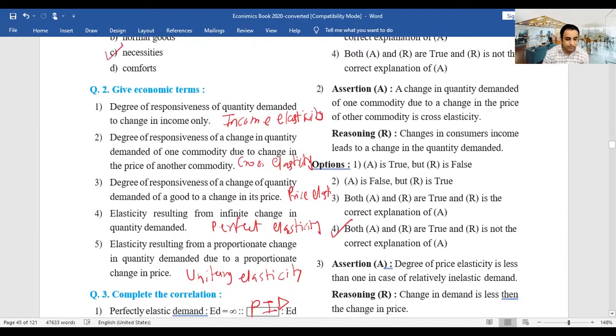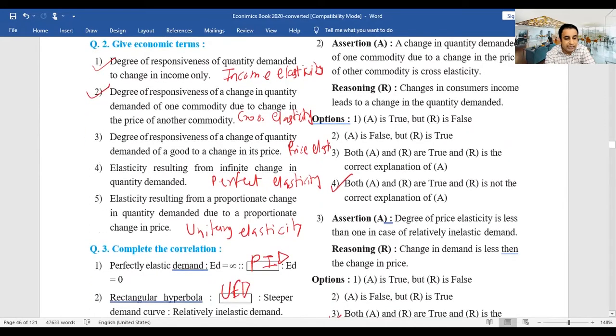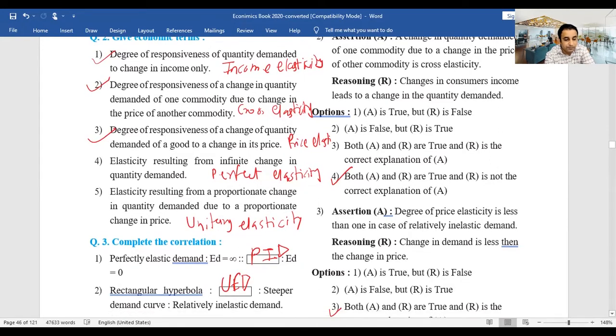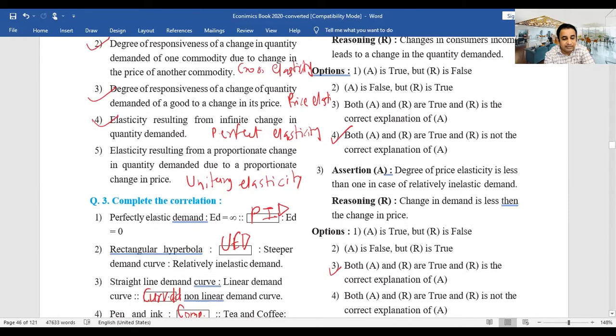Next, give economic terms. Question number 2. Degree of responsiveness of quantity demanded to a change in income only, that is income elasticity. Degree of responsiveness of a change in quantity demanded of one commodity due to change in the price of another commodity, that is cross elasticity. Degree of responsiveness of a change in quantity demanded of a good to a change in its price, that is price elasticity of demand. Elasticity resulting from infinite change in quantity demanded, perfect elasticity. Elasticity resulting from proportionate change in quantity demanded due to a proportionate change in price, unitary elasticity.